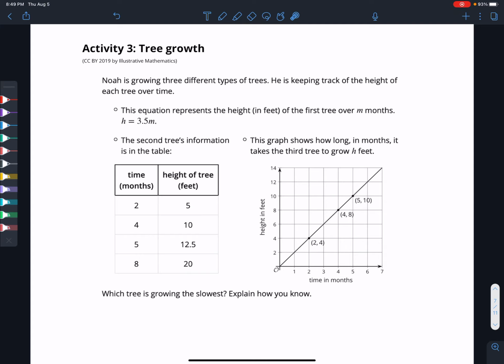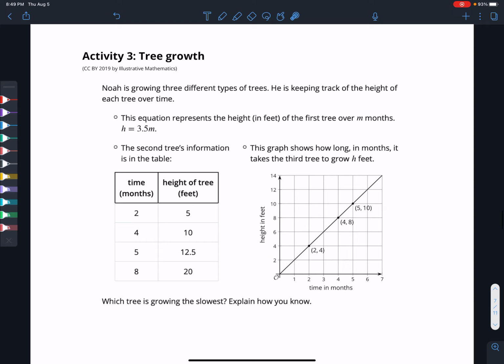The second one he collected in a table, and in the table he's got the time in months and the height of the tree. And the third one shows the graph with the time in months and the height of the tree. So which tree is the slowest growing and how do you know?